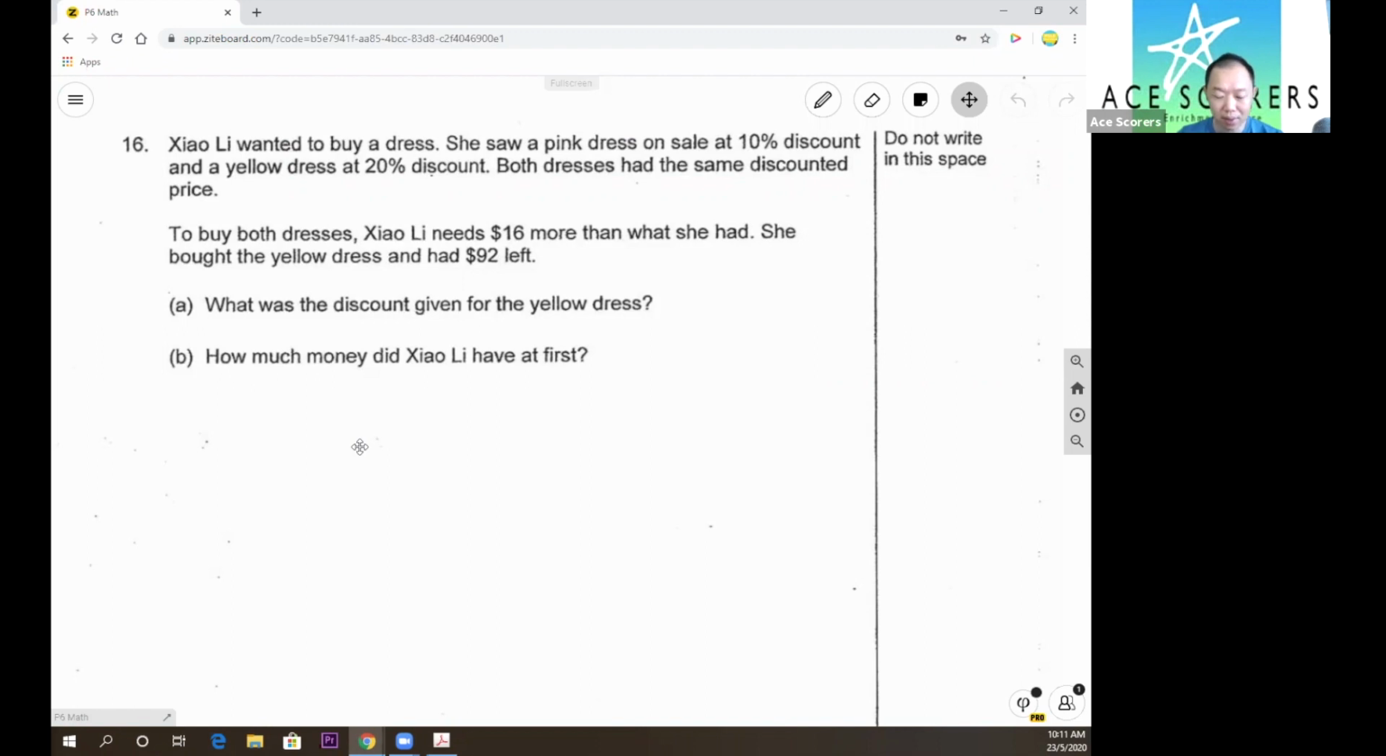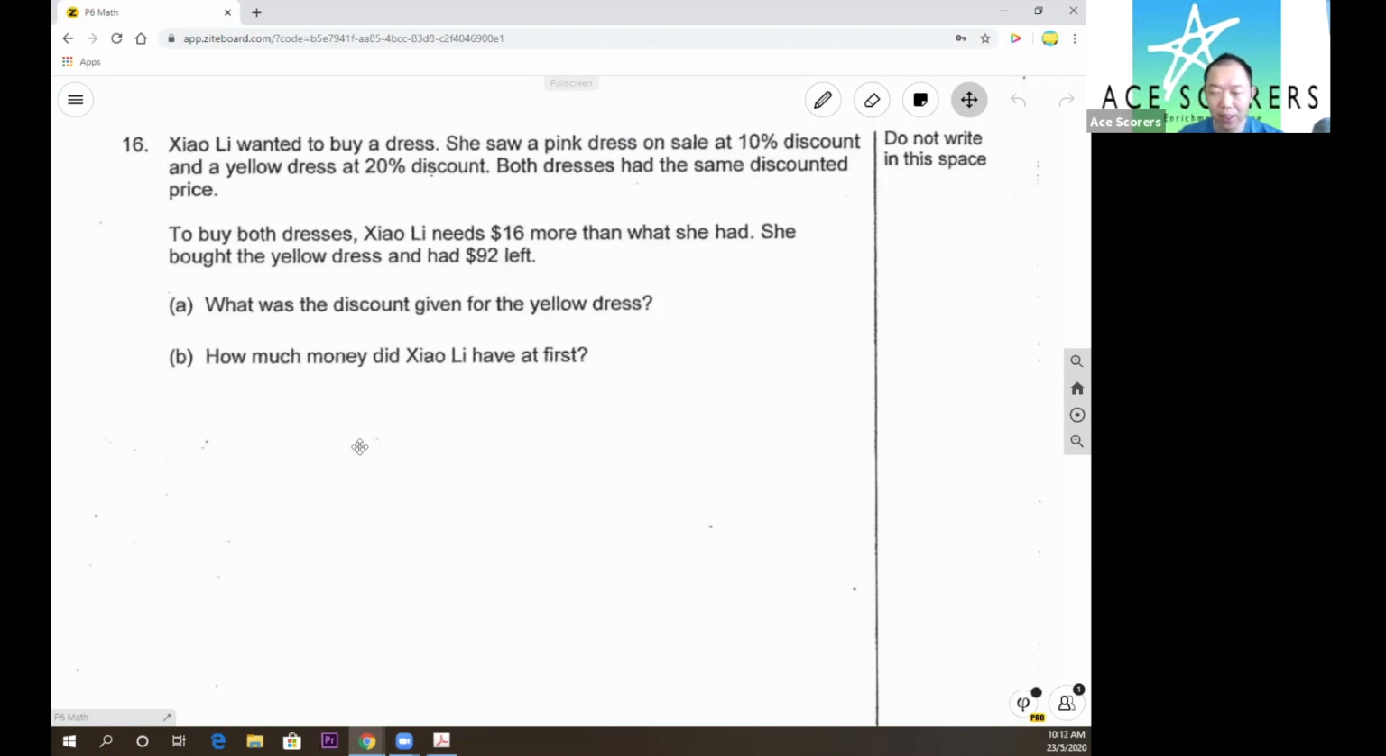Okay, it's $27. So part B, in case you're done, how much money did Sally have at first? $200 at first. Okay, without further ado, we're going to jump straight into the question. So Xiaoli is a boy, sorry, it's a girl, right?